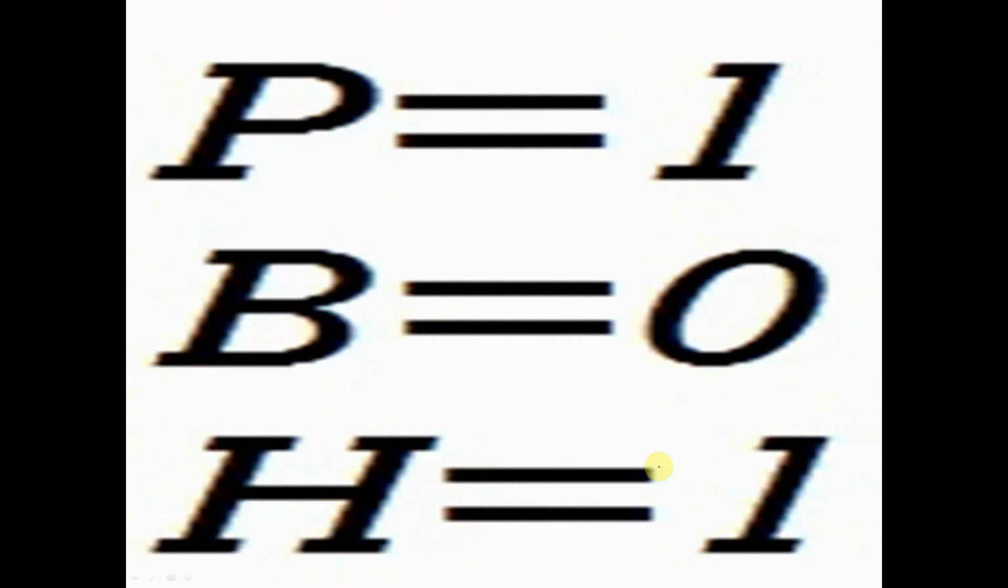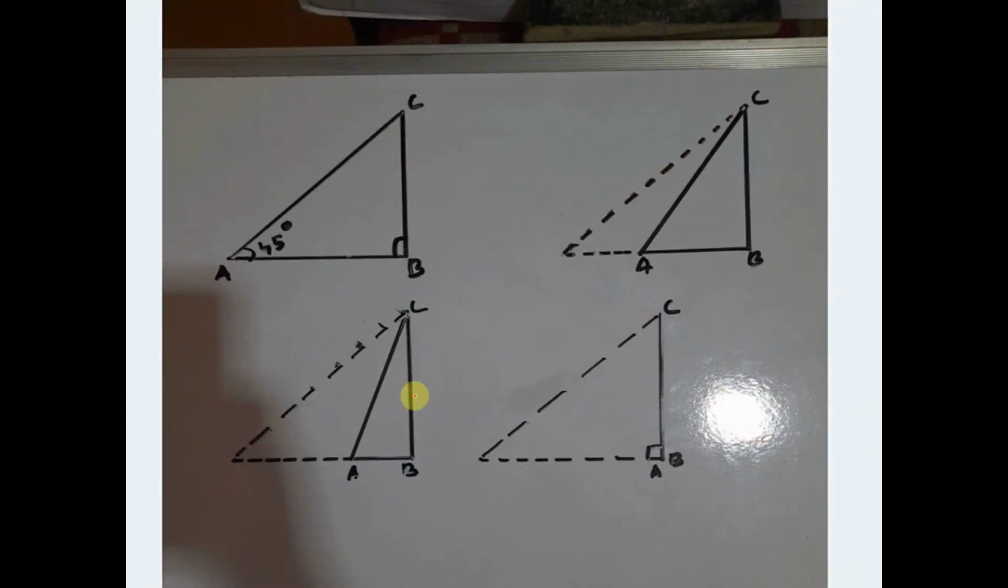Now we will see the value. For perpendicular we will take 1. For B we will take 0 because no B is there now. For hypotenuse we will take 1 because the hypotenuse and the perpendicular are on the same, the perpendicular BC and the hypotenuse AC are on the same. So we will take the same value for both.